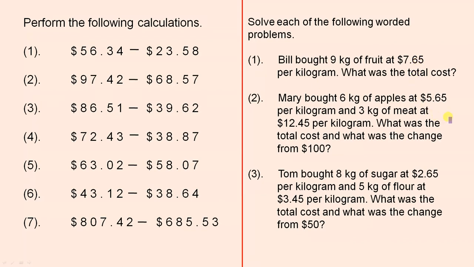Number 2, Mary bought 6 kilograms of apples at $5.65 per kilogram and 3 kilograms of meat at $12.45 per kilogram. What was the total cost and what was the change from $100? So to get the total cost, 6 times that amount plus 3 times that amount. Then you add those two answers up. That gives you the total cost.